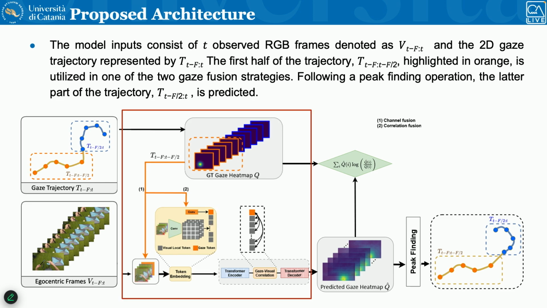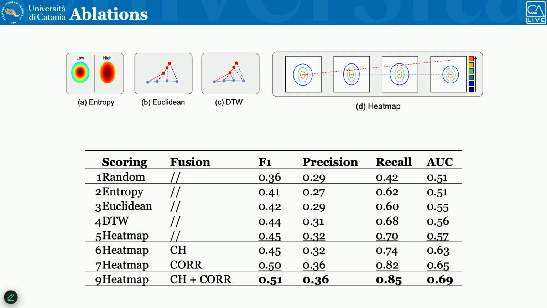The core innovation stays in the gaze trajectory completion task and also in the gaze frame correlation module that learns how to link the gaze information with the video, reducing the uncertainty in the gaze prediction because it is conditioned on the initial part of the gaze trajectory. In order to choose the best scoring function and fusion strategy, we performed an ablation study.